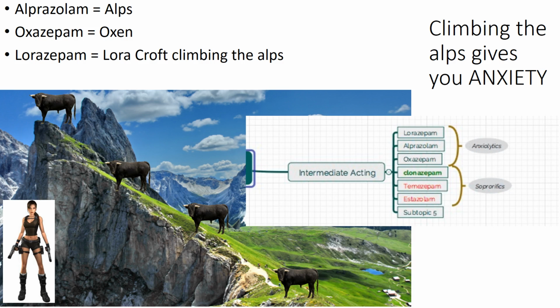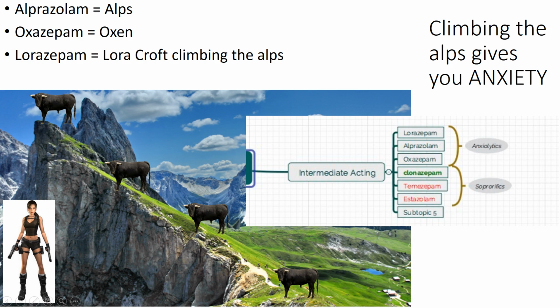Now we're going on here. What we have is alprazolam, which here is represented by the Alps. Alprazolam, Alps. Oxazepam. These are the oxes. It's really oxen, but these are the oxes of oxazepam. And then we got lorazepam. So Laura, this is from a video game, I guess. Laura Croft, apparently. She climbs the Alps. So we've got Laura Croft climbing the Alps. And on the Alps are these oxes.